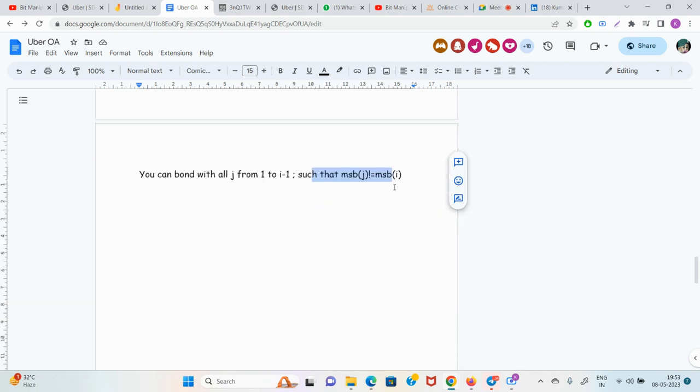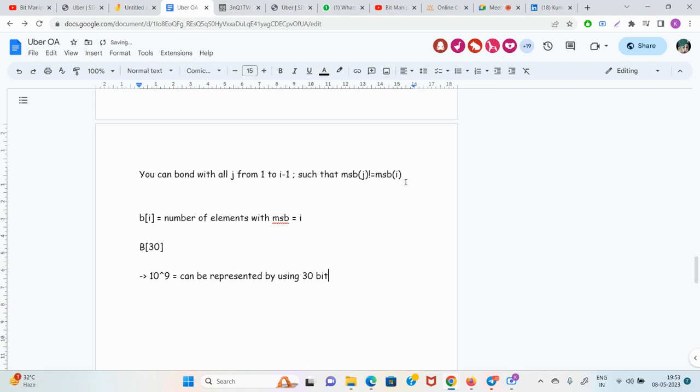Okay, let's create an array B. How will you solve the question? Create an array B, where B of I is the number of elements with MSB equal to I. So I will be creating an array of size 30, because our number can be as large as 10 raised to 9, and 10 raised to 9 can be represented using 30 bits at max.